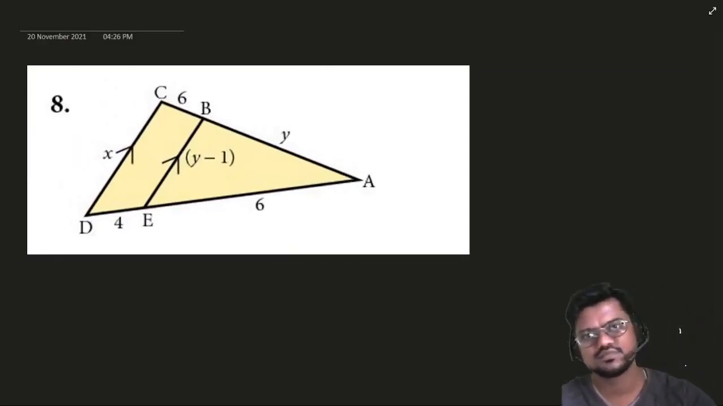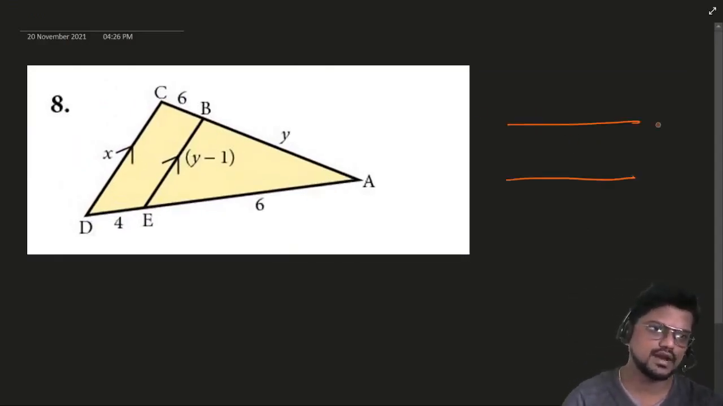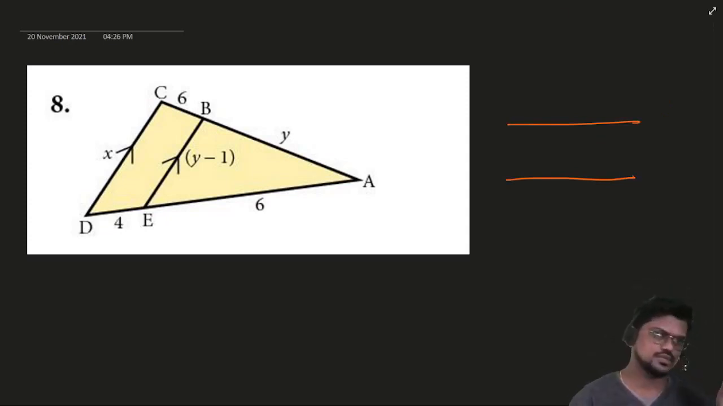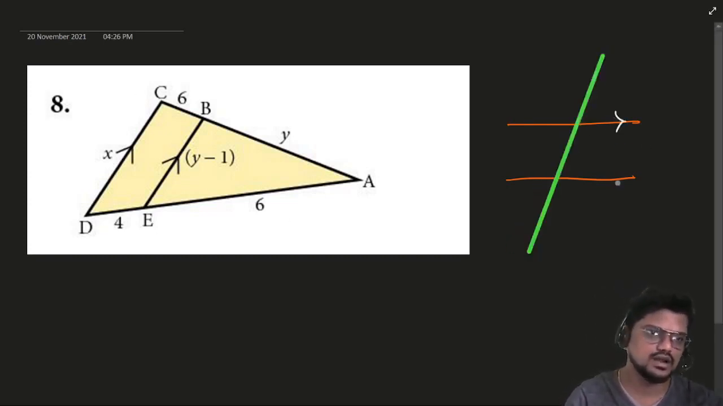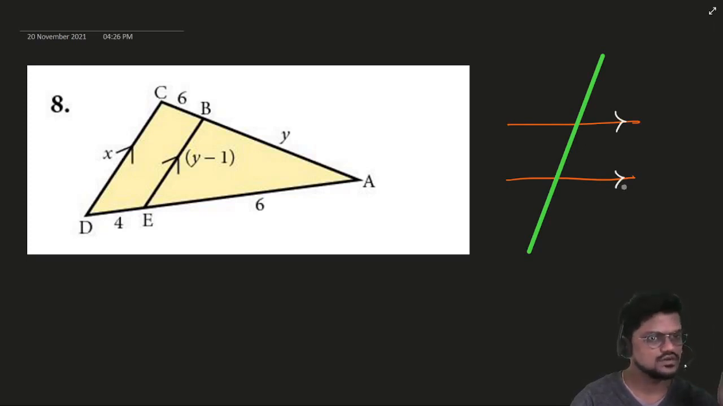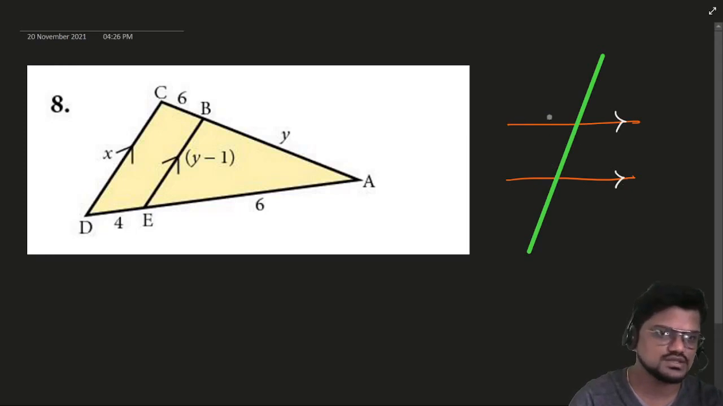Over here, when the two lines are parallel, and if I am drawing any transverse to these two parallel lines, first tell me, what are parallel lines? The lines which never meet each other, they are parallel lines. So over here, these two lines are parallel, right? They are never going to meet each other, right?